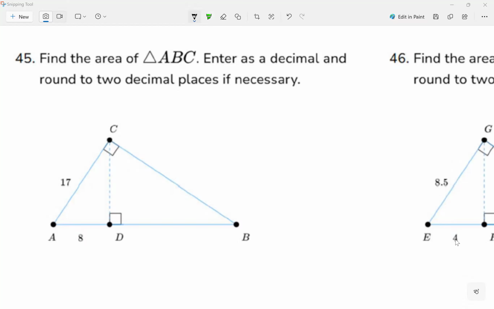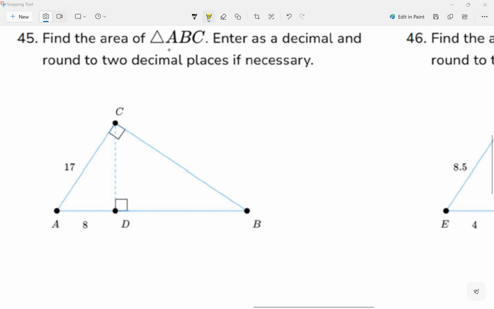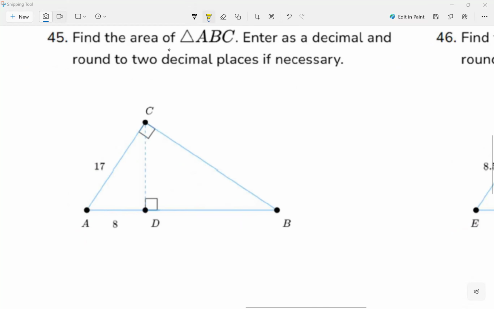Let's finish the notes for this unit. Let's take a look at questions 45 through 48. Find the area of triangle ABC, entered as a decimal and round to two decimal places if needed. So triangle ABC.